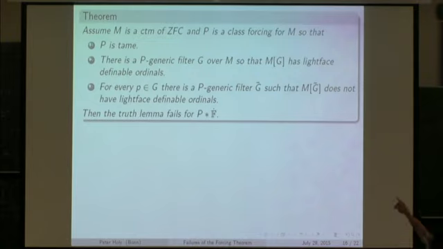And such that this generic extension does not have light-face definable ordinals. So this means there are ordinals in this generic extension which are not light-face definable. Then the truth lemma fails. The truth lemma fails for the two-step iteration of this forcing P together with Friedman's forcing F.